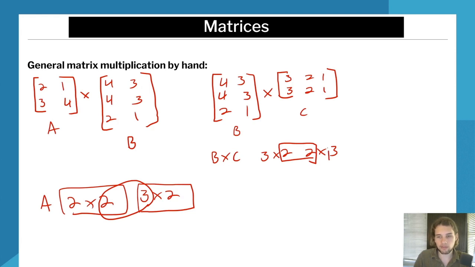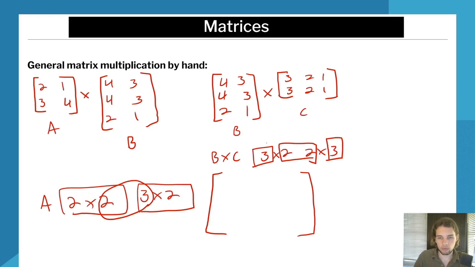Now, what are these outer numbers? These outer numbers describe the end result dimensions of the matrix that we get from multiplying B and C. So we actually need to make a 3 by 3 matrix for this multiplication.